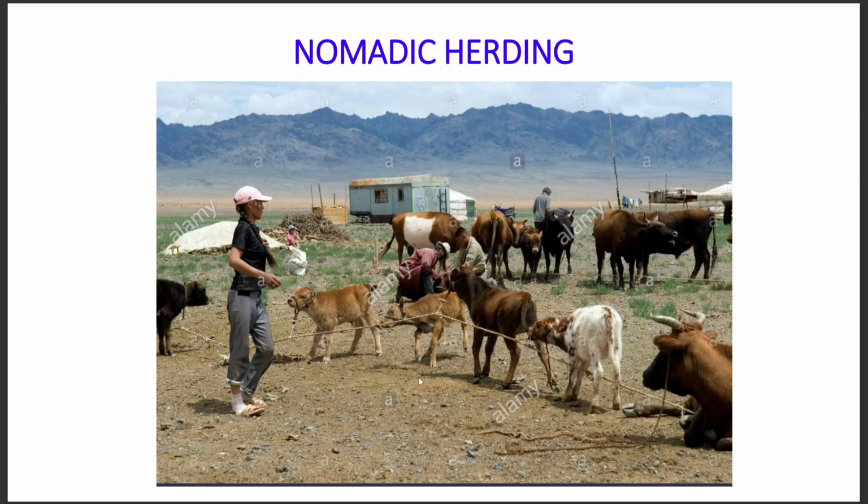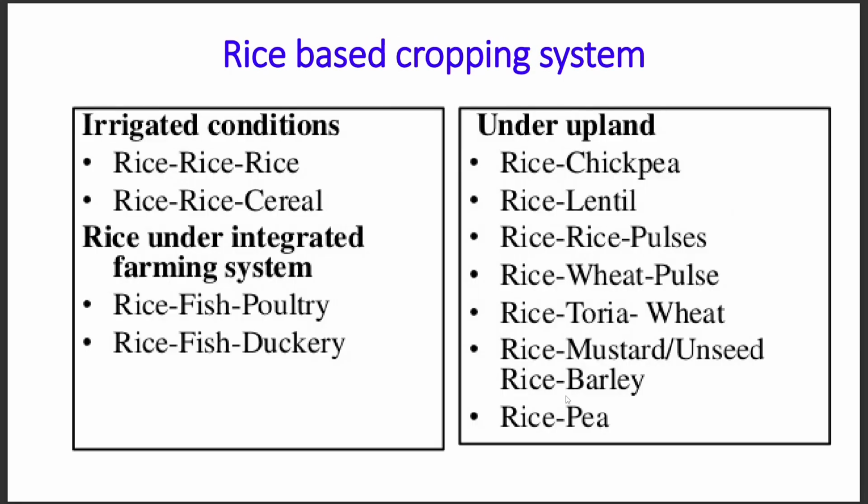We all just have the herd of the animals or livestock, and we attach them with a rope, and then we all go together in the fields where we have grasses or the food of the mainly livestock. So that is nomadic herding.